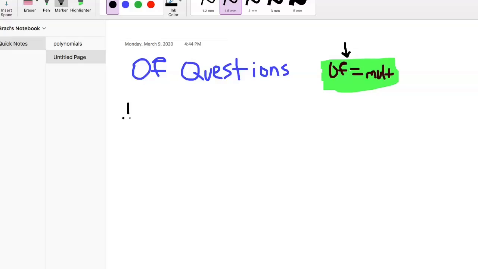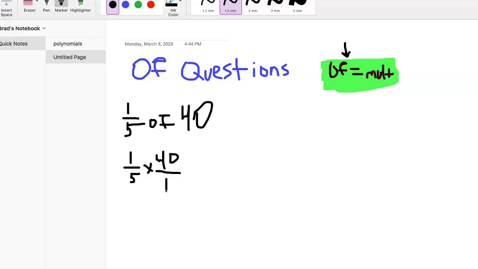It says, what is 1/5 of 40? Okay. So when you see that "of," what I want you to do is that means 1/5 times 40. That's all it means. Okay, and then we can just do a little cross multiplying, and then we're done, right? Or you don't even have to cross multiply if you don't want to, right?